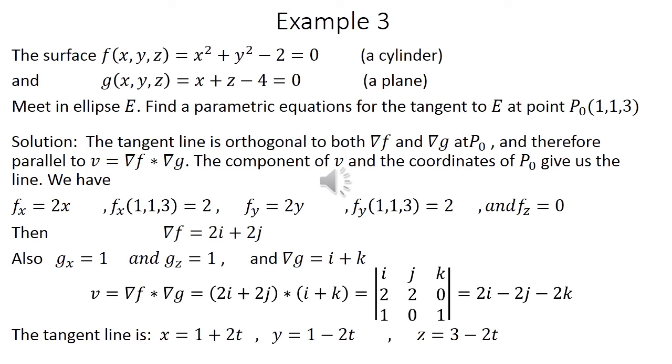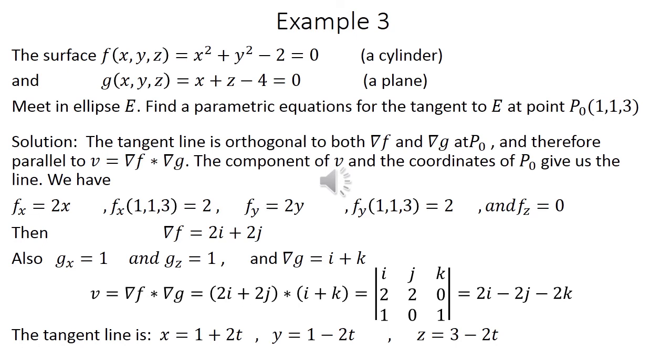Another example. Consider the following surface: f of x, y, and z equals x squared plus y squared minus 2 equals 0. As you know, this is a function of order 2, which we call a cylinder function. And we have the plane given by g of x, y, and z equals x plus z minus 4 equals 0. You know, it is a linear function in two variables.